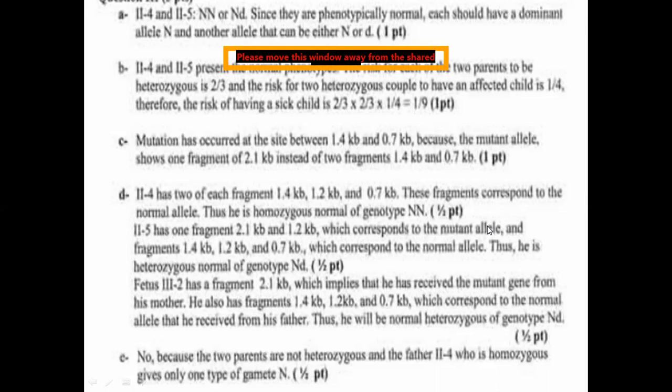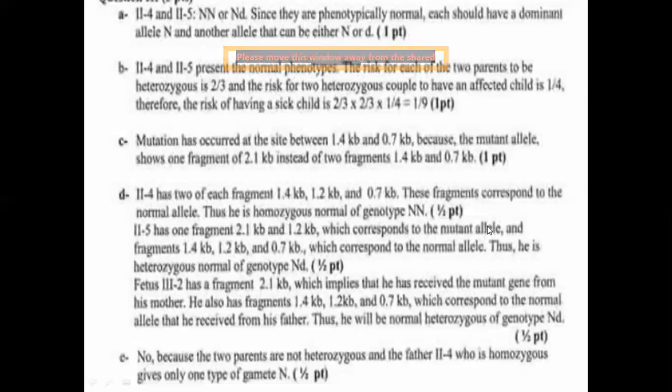Part C, they asked where the mutation occurs. The mutation has occurred at the site between 1.4 kilobase and 0.7 kilobase. Here, the mutant allele shows one fragment of 2.1 kilobase instead of two fragments, 1.4 and 0.7, sorry. So this explains the mutation site. Without this justification, you won't get any of the mark. For example, if you said only that the mutation occurs between the sites 1.4 and 0.7, you won't get the mark. So you have to justify the answer.